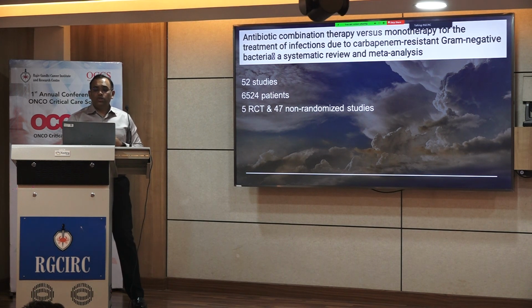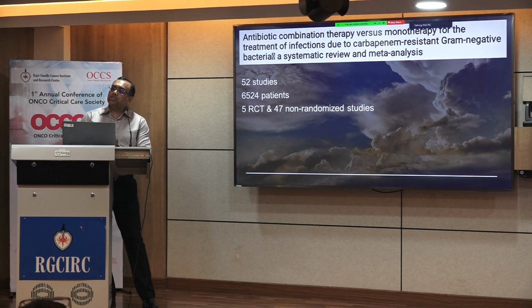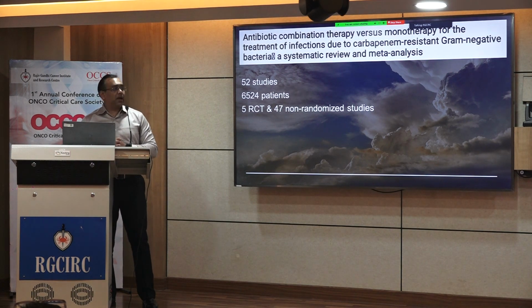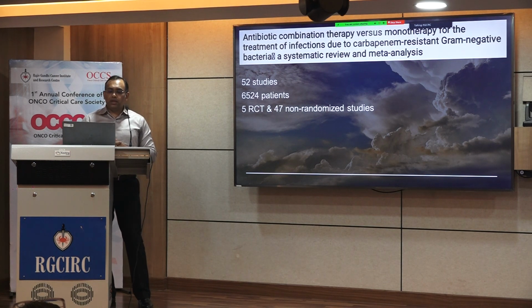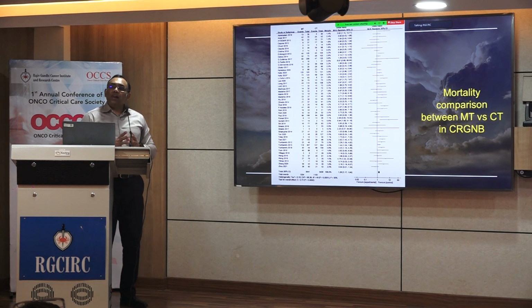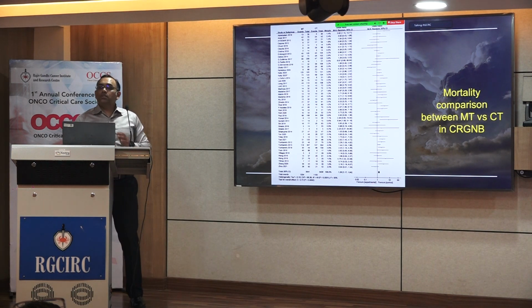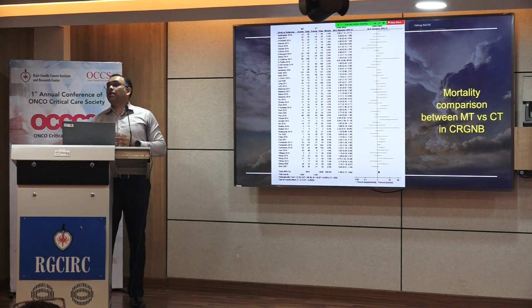So this was a 2021 systematic review and meta-analysis where they looked at combination therapy versus monotherapy for carbapenem resistant gram-negative bacteria. 52 studies were taken into account, out of which 5 were RCTs and 47 were non-randomized studies, and roughly 6,500 patients were enrolled. When they looked at mortality comparison between mono versus combination therapy for carbapenem resistant gram-negative bacteria, they found combination therapy had a better outcome.